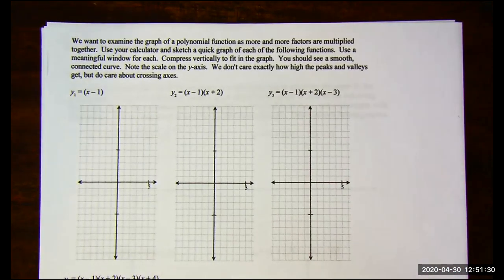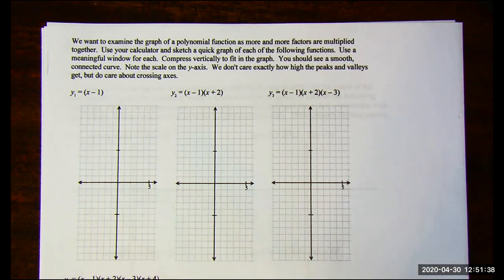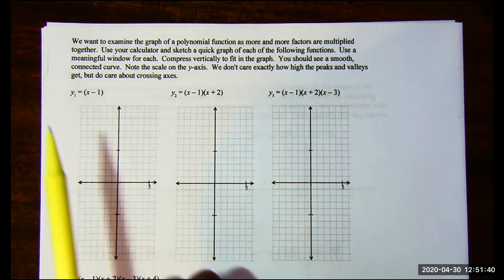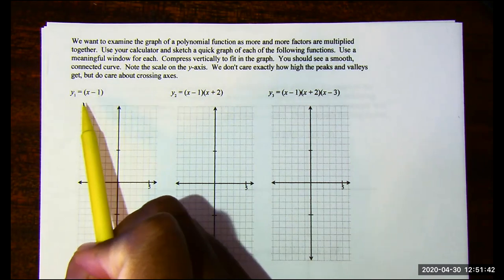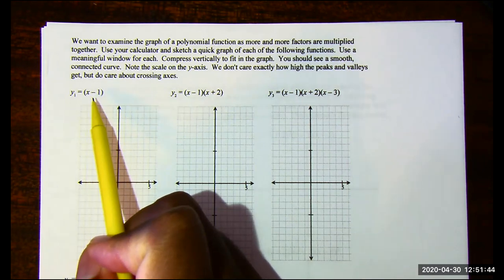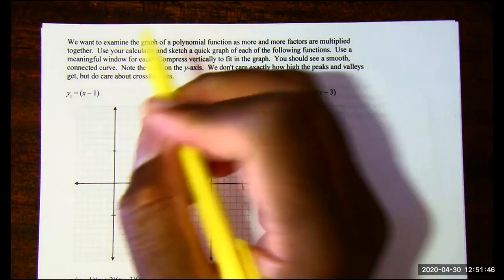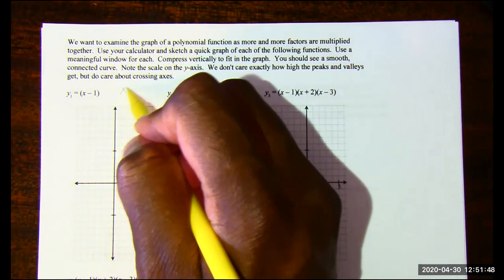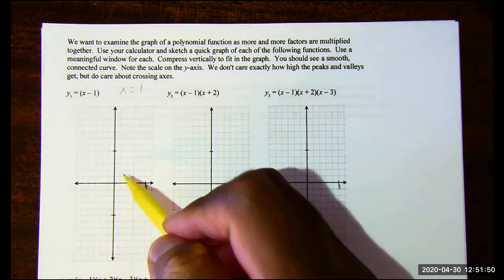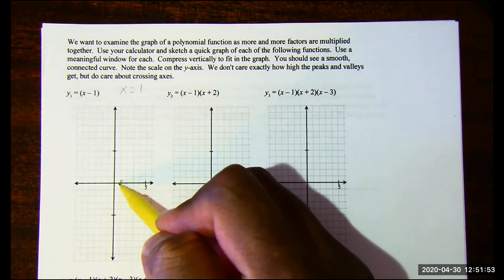Okay, so we're going to sketch functions. Polynomial functions. A linear function is definitely a polynomial function. Sketch this quickly for the heck of it. It is a 1-degree function. It has one root of multiplicity 1. If I set it equal to 0 and solve for x, x equals 1, so that's a root.